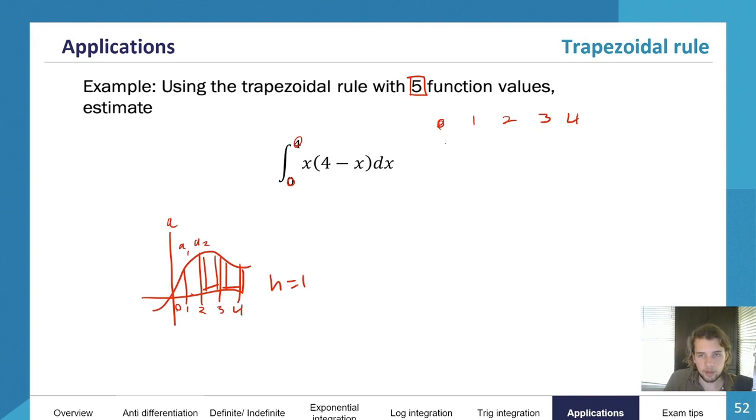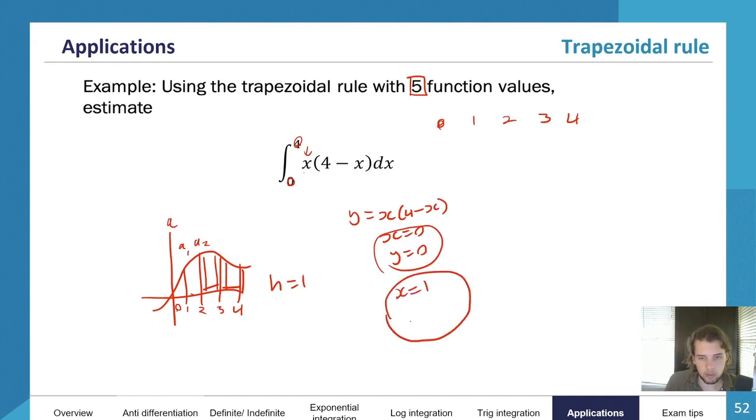So let's do that. So at 0, the height is 0 because we can see there's a leading x, which means if y is equal to x(4 minus x) and x is equal to 0, then y is equal to 0. When x is equal to 1, we want to find what y is equal to. So that's y is equal to 1 times (4 minus 1). So that's y is equal to 3. Then when x is equal to 2, y is equal to 2 times (4 minus 2). So that means y is equal to 4.